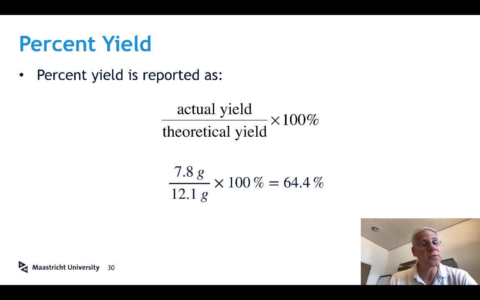That's not a bad value, it just is what it is. Some reactions are very low, below 10%. Some reactions are very high, above 90%. It just depends on the reaction and the conditions.